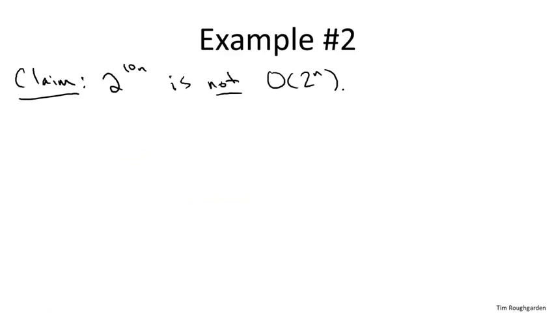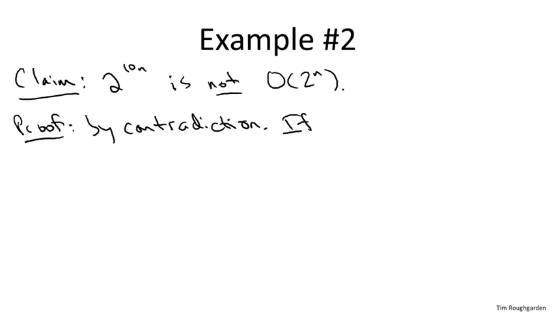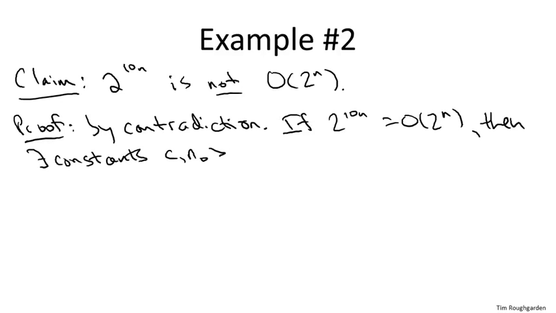So once again, usually the way you prove that one thing is not big O of another is by contradiction. So we're going to assume the contrary, that 2 to the 10n is in fact big O of 2 to the n. What would it mean if that were true? Well, by the definition of big O notation, that would mean there are constants c and n naught, so that for all large n, 2 to the 10n is bounded above by c times 2 to the n.